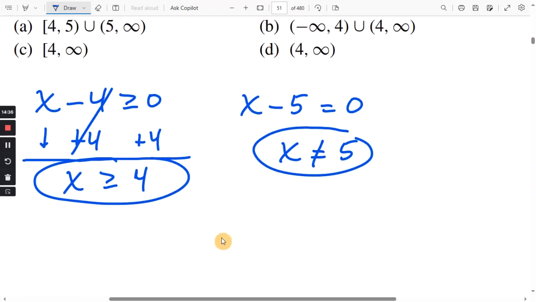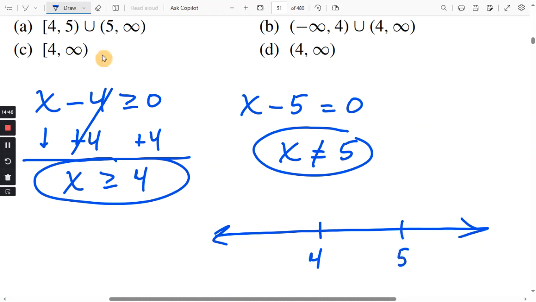What does that look like? Well, let's put a 4 and a 5 on the number line. Smaller numbers are to the left. Does it include 4? Yes, it equals 4. Does it include 5? No, 5 is not included. And it's everything greater than 4, so this way, and this way right here. And this is infinity.